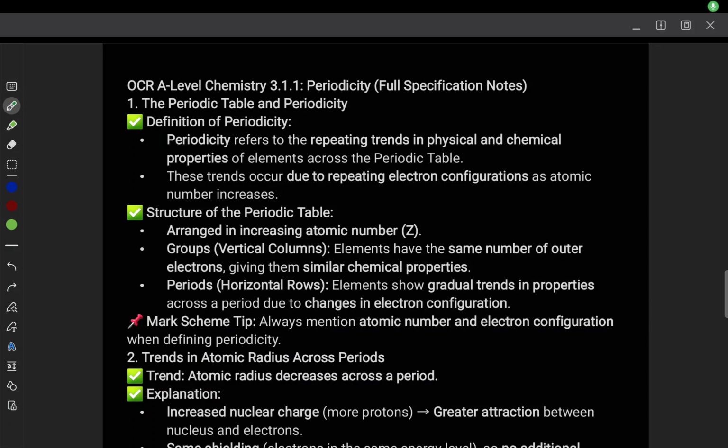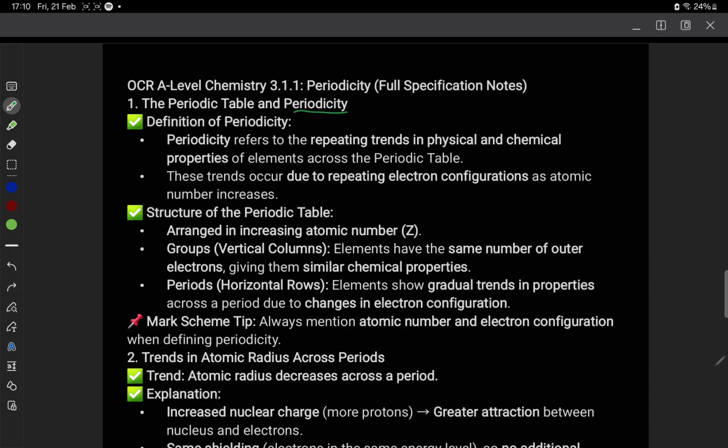Hello everyone, so in this video we're going to be covering OCR A-Level Chemistry 3.1.1 Periodicity. So let's start with the chapter's name. What is periodicity? And why should you care about periodicity? So periodicity is basically the fancy way of saying trends that repeat in the periodic table.